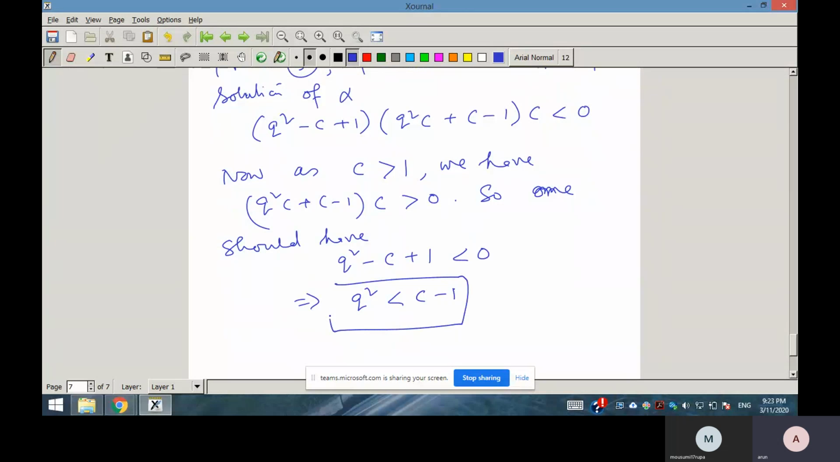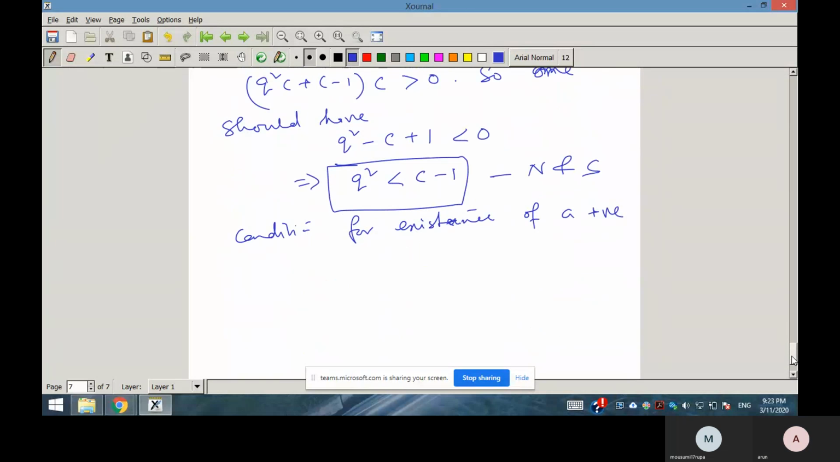So this is your necessary and sufficient condition, N and S, necessary and sufficient condition for existence of a positive solution.